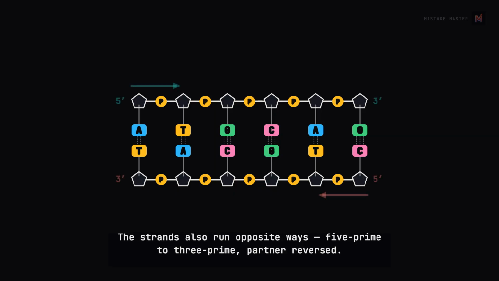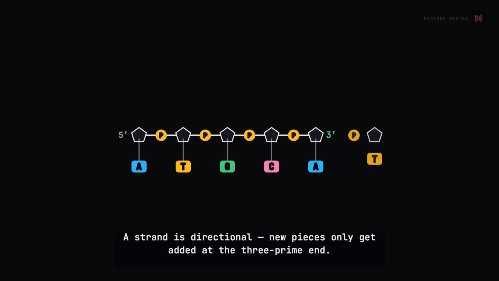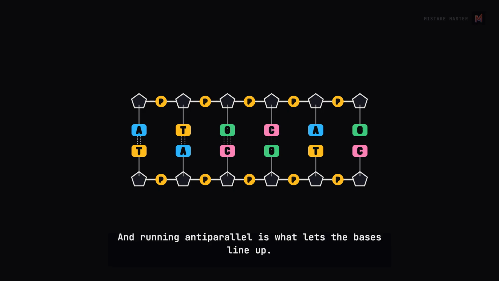The strands also run opposite ways: 5' to 3', partner reversed. A strand is directional. New pieces only get added at the 3' end. And running anti-parallel is what lets the bases line up.